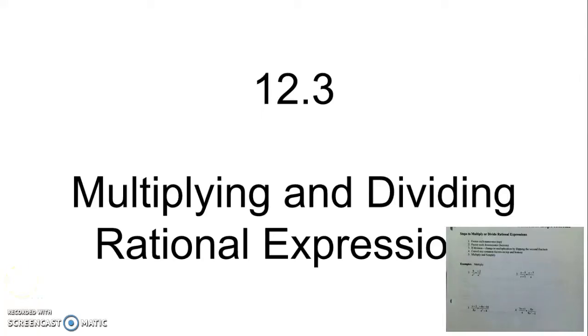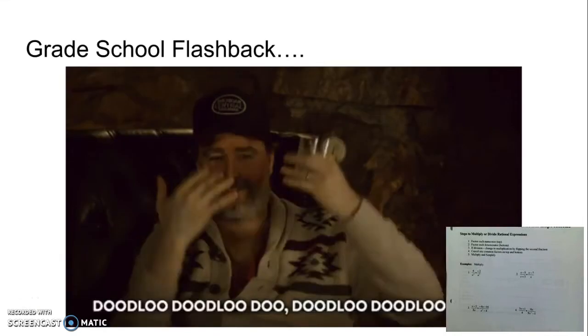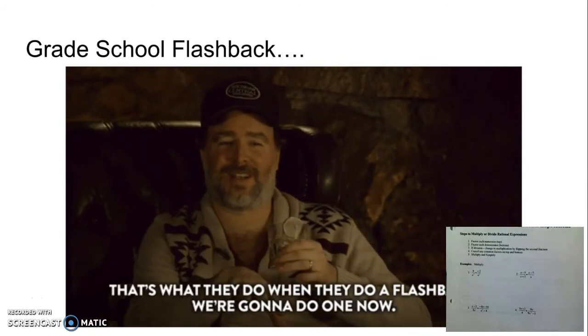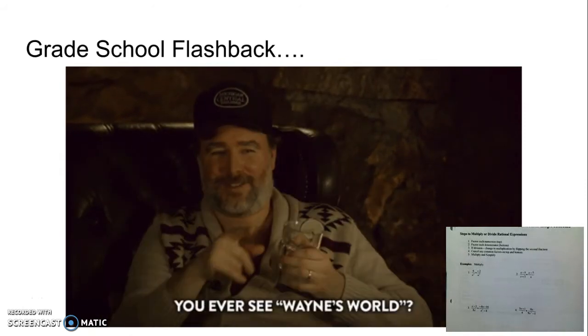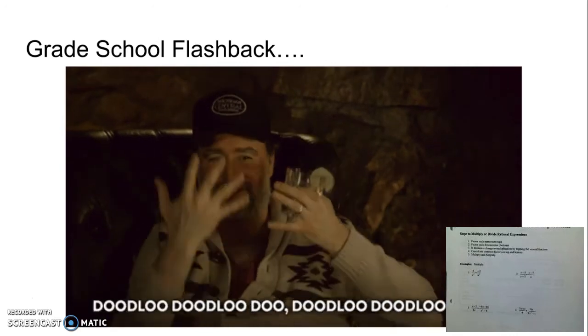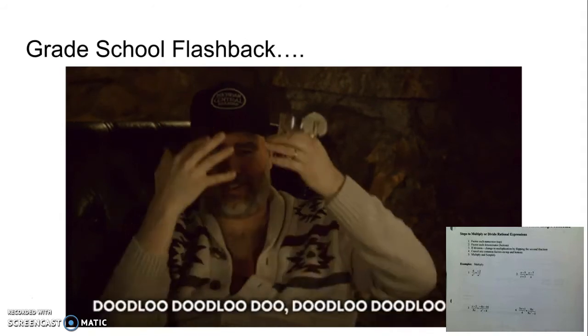Now that we've learned how to add and subtract rational expressions, our next logical step is to multiply and divide them. And following this pattern throughout this unit, let's take a step back. Let's go to grade school and think about how we learned how to multiply and divide fractions.